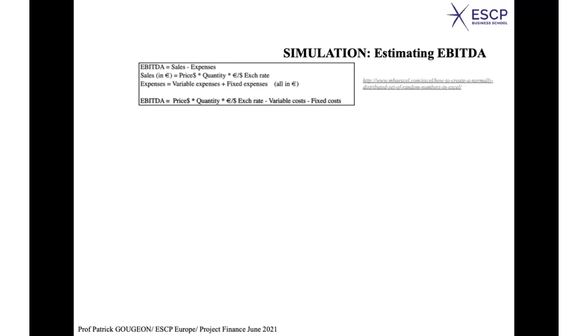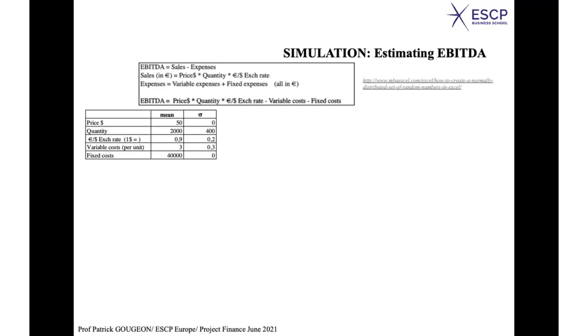So now we need to identify the probabilistic properties of each of these parameters. For the price, let's assume, for the sake of simplicity, that I'm going to fix the price. So if I fix it, there is no uncertainty about it. In other words, if I fix the price at 50, the mean would be 50 and the standard deviation would be 0, because I fix it and it's not random. What about the quantity?